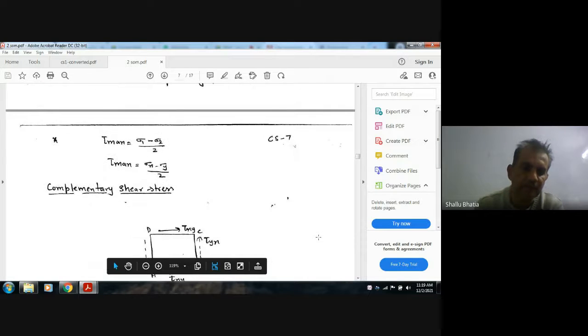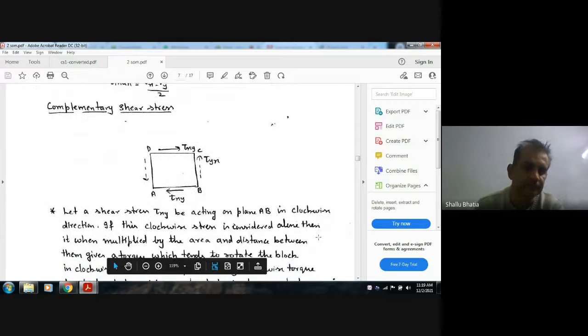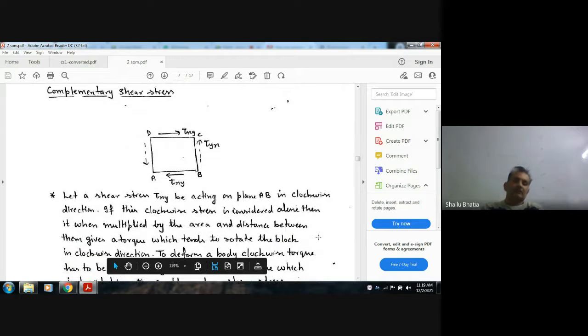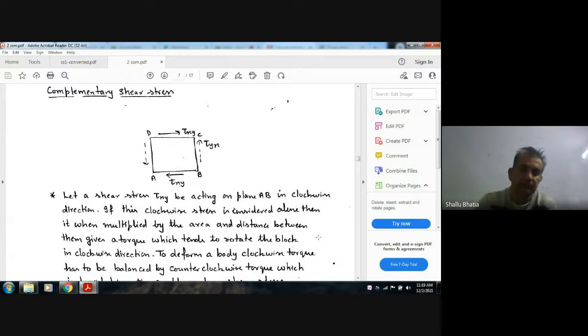Next topic is complementary shear stress. What is complementary shear stress? We have studied shear stress. Shear stress is applied by two parallel forces, and the force divided by the area parallel to the forces becomes shear stress.